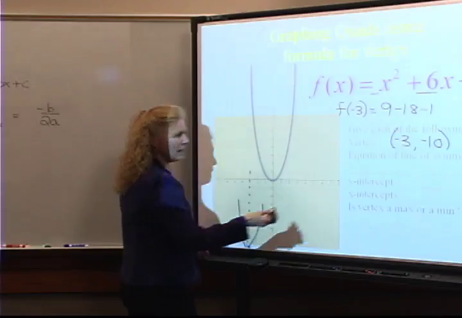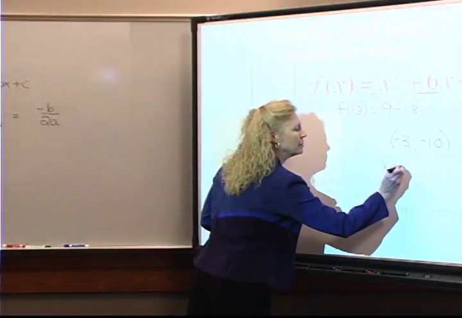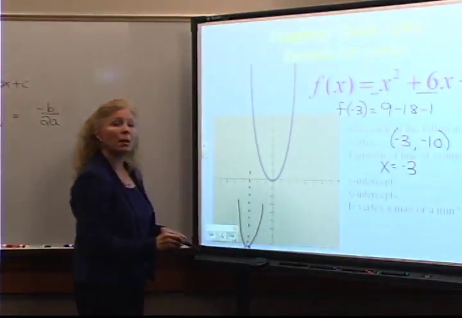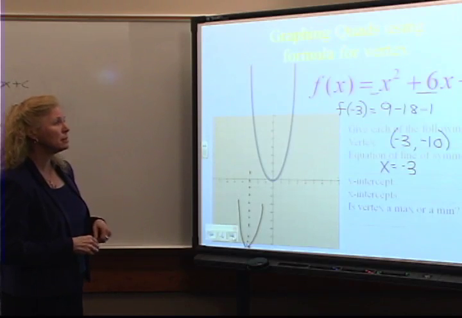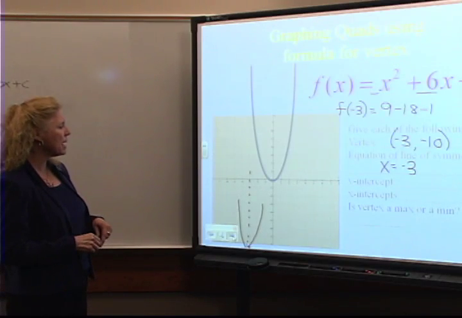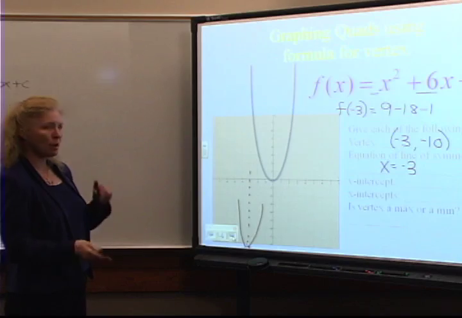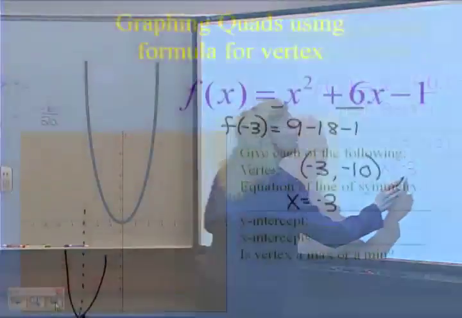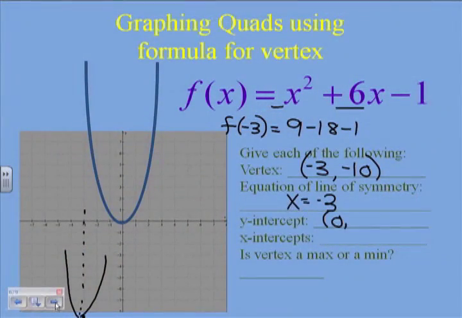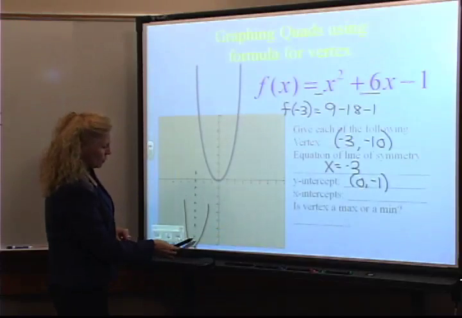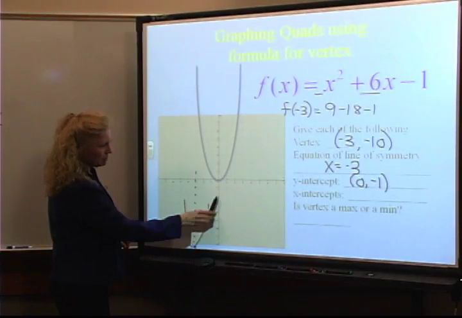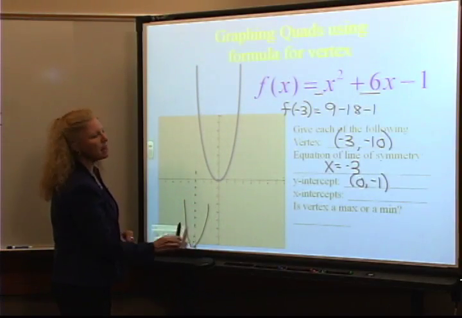x equals negative 3. To get my y-intercept, I put 0 in for x, right? So I put 0 in for x, and I get -1. Well, yeah, he could come open that much, and especially if he was all the way down at -10.